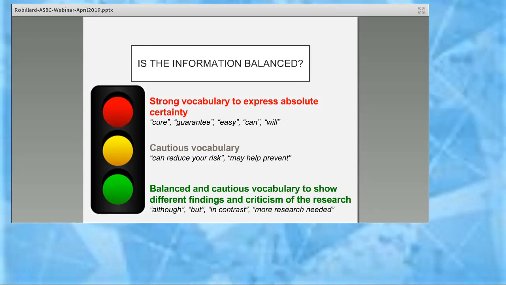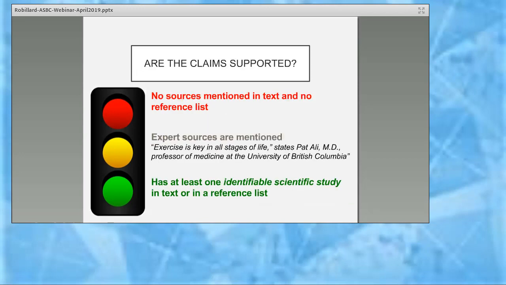In the best case, you're looking for information that's balanced and that shows the limitations or the criticism of the research. So things like in contrast or more research is needed. That's the kind of vocabulary that's associated with the best quality information. And then finally, the last criteria on the Quest tool is whether the claims are supported. So are they telling you you should eat blueberries because they feel like it, or because research supports this as a method?